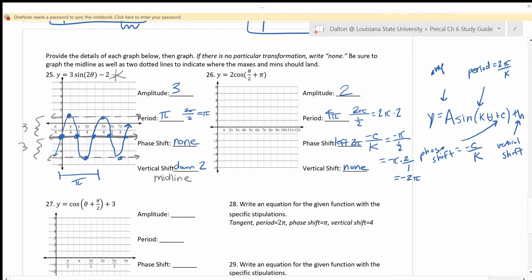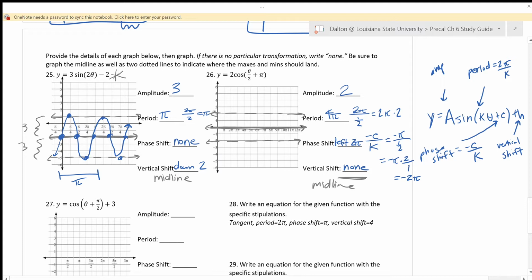Now, in your calculator, well, let's go ahead and do our lines first. Our amplitude is 2. Again, there was no vertical shift, which means our midline is just going to be the x-axis, just as it is in the parent function. And then if I have an amplitude of 2, my maxes should hit at positive 2. My mins should hit at negative 2.